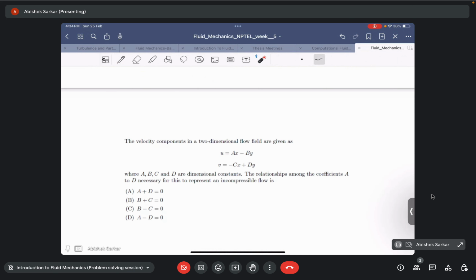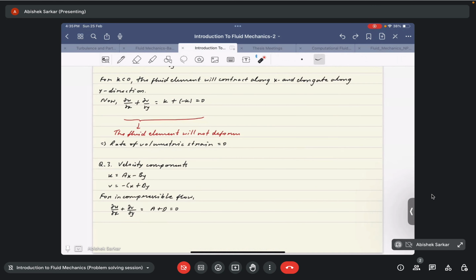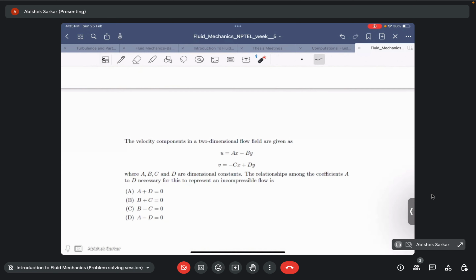So just take the partial derivative of u and v. From that you would get that dou u by dou x plus dou v by dou y would be equal to a plus d equal to 0. And for the flow to remain incompressible, a plus d has to be 0, and that's why the correct answer would be option number A. Okay.